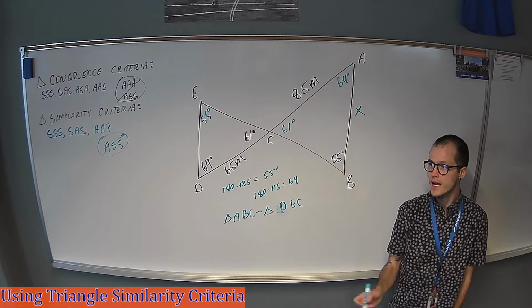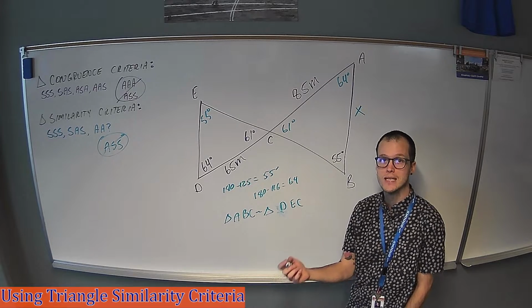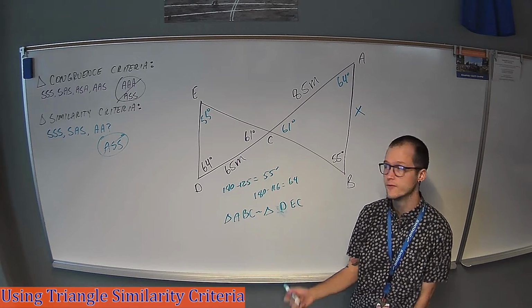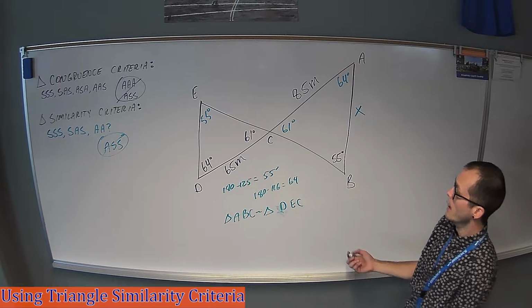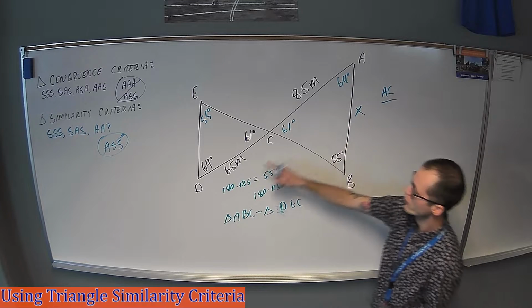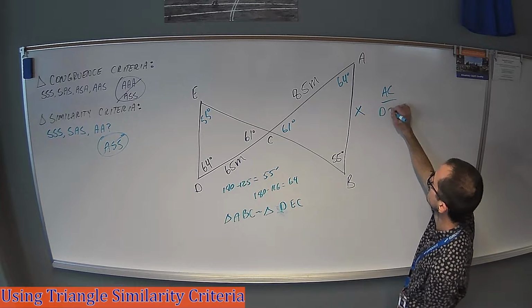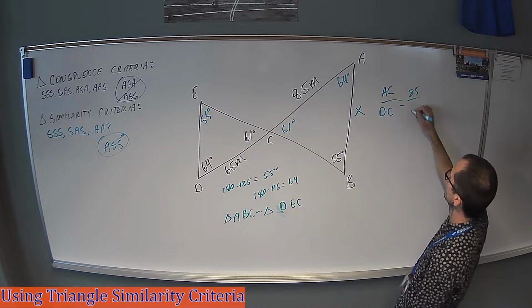So now we definitely have two triangles that are similar to one another. So now we can lean on some of those neat relationships we discussed previously to find our missing piece here. So the way I'm going to set this thing up, I'm going to do AC over DC, which is going to be 85 over 65.